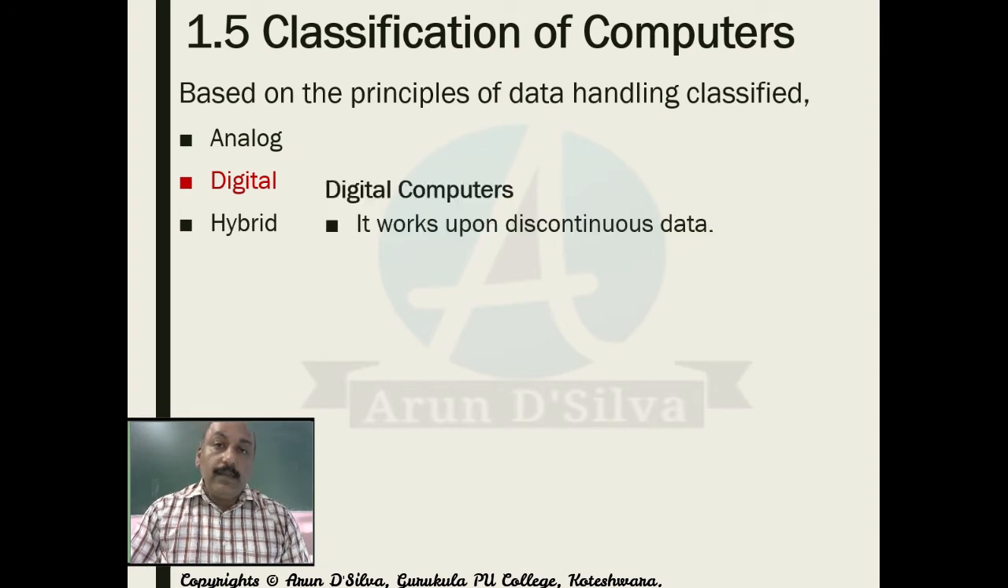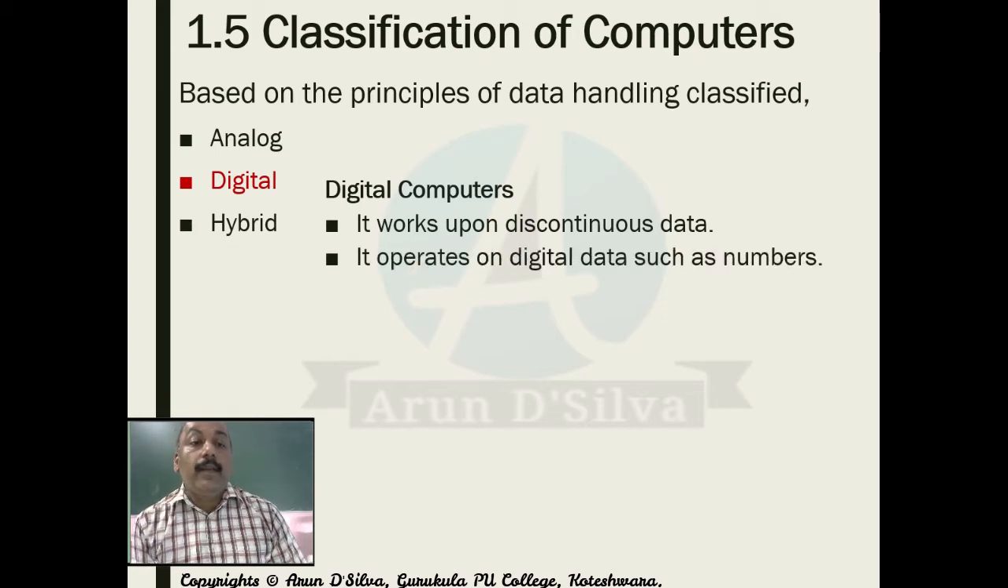Going forward, the next one is the digital. Now, digital computers work upon discontinuous data. It is not like analog. The analog works on continuous data, right? Now this works on discontinuous data, one by one. The continuous data will not be there. This operates on digital data such as numbers. Mainly the binary form will be used. The data will be represented in binary form. Zeros and ones will be used. 0 means low voltage, 1 means high voltage. So either on or off.